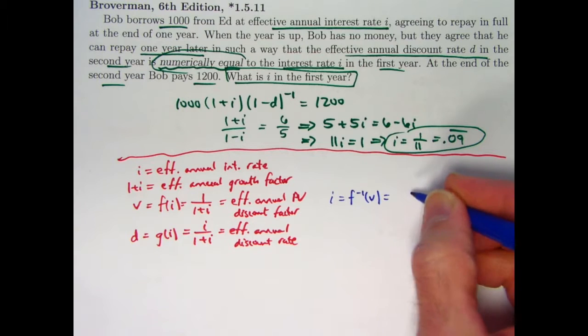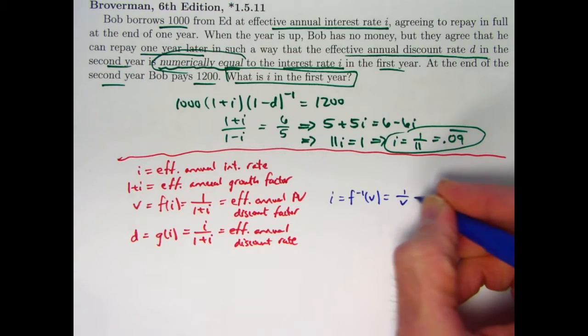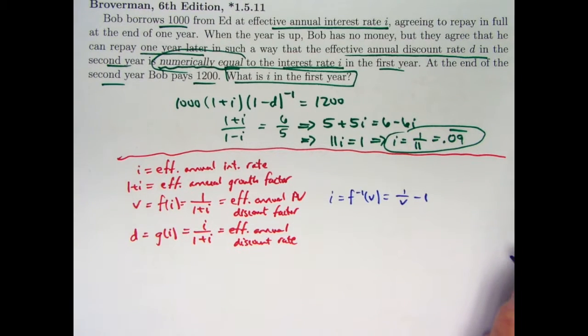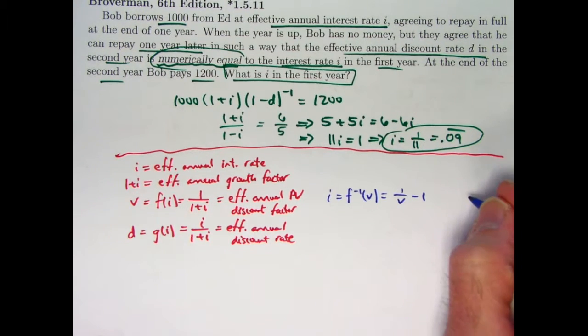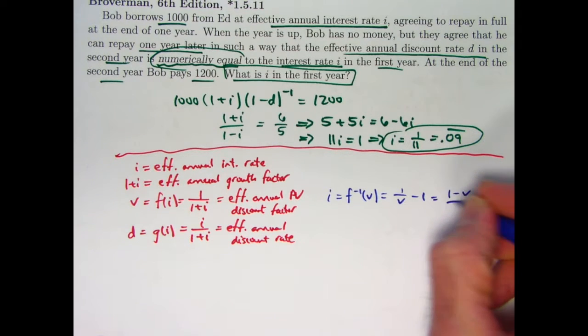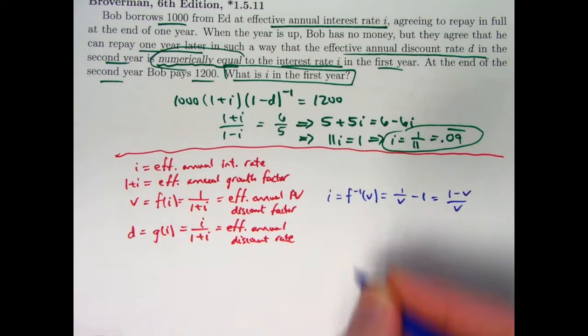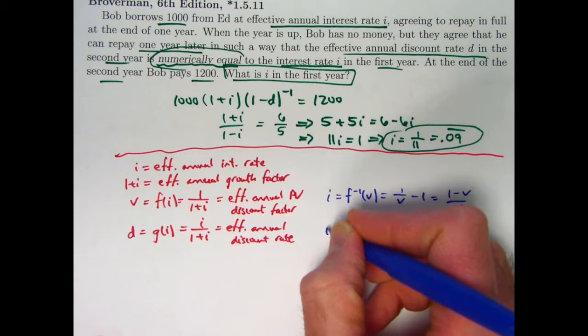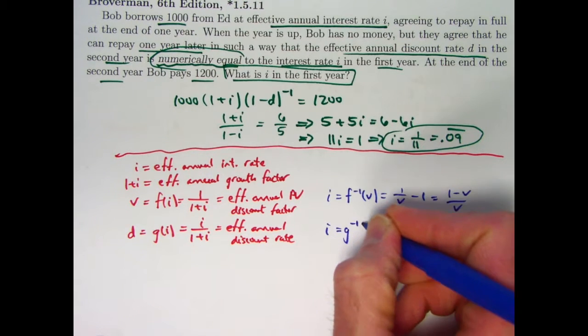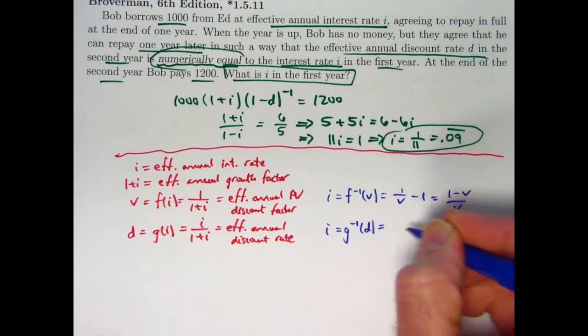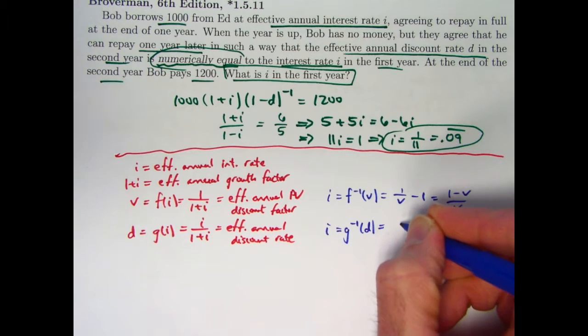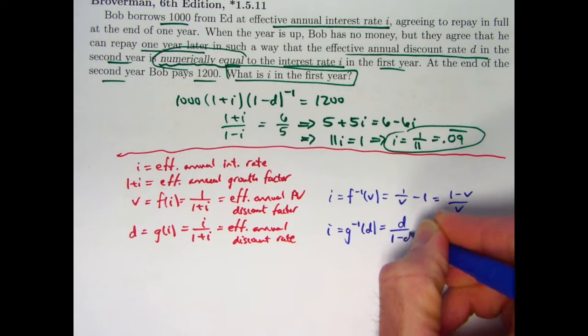It's worth knowing two formulas for this one. This one's 1 over v minus 1, which is probably the quickest formula to use if you've got v in your calculator already and you want to quickly find I. It also happens to equal, if you get a common denominator of v, 1 minus v over v. And with this one, I is a function of d. We have seen in the last video that that was d over 1 minus d.